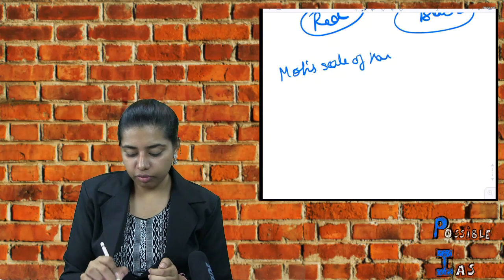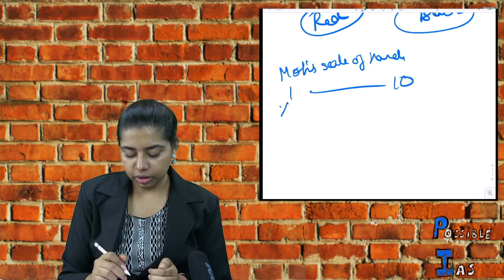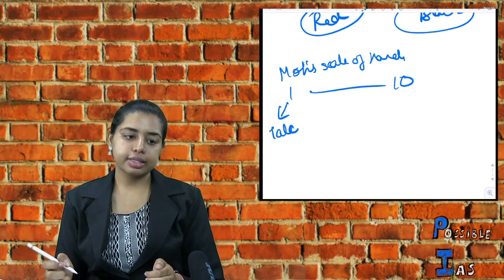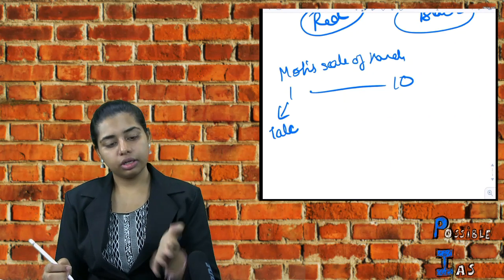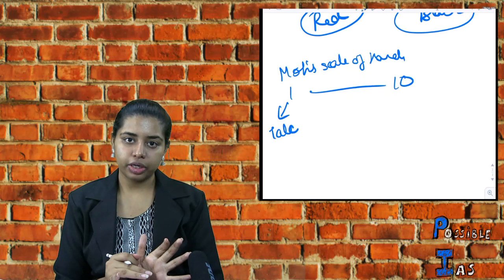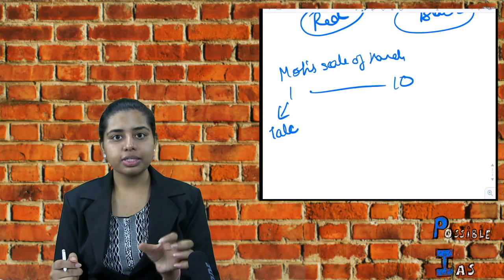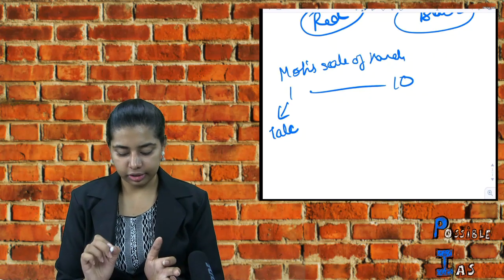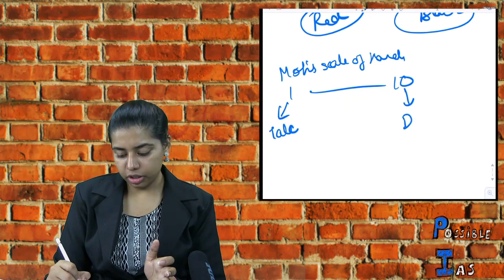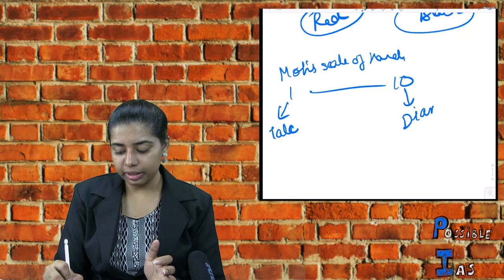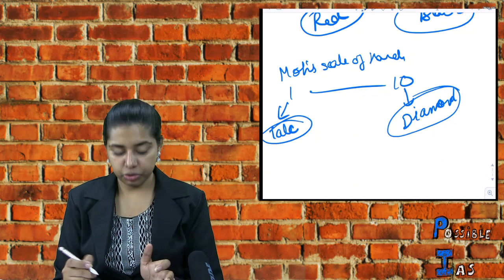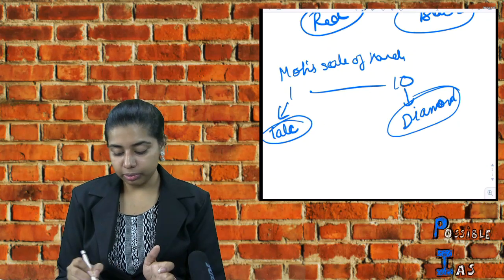The scale goes from 1 to 10. The softest mineral is known as talc. So what happens in hardness is that a hard mineral will scratch a soft mineral, right? Suppose the hardness of talc is 1, whereas the hardness of diamond is 10. So the hardness goes from talc to diamond. There's a mineral called talc and there's a mineral called diamond. Everybody knows about diamond.